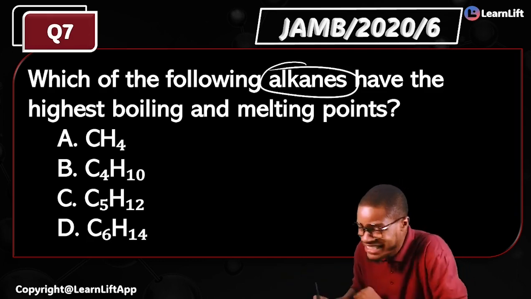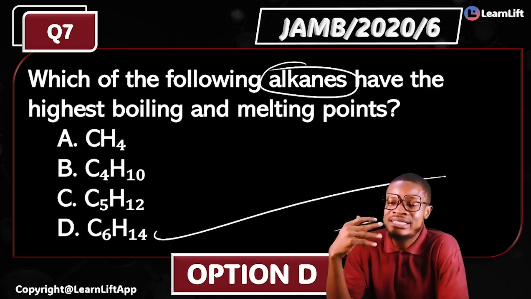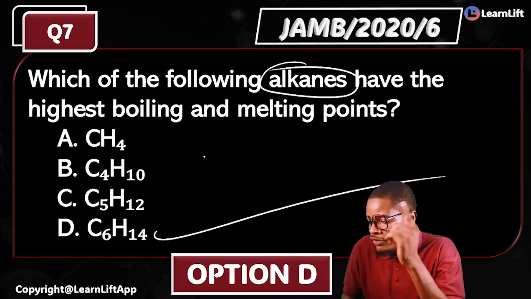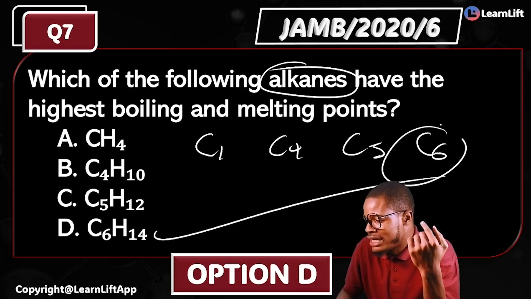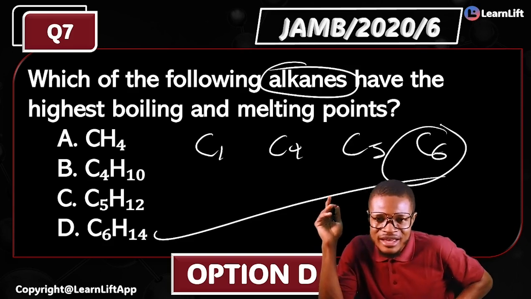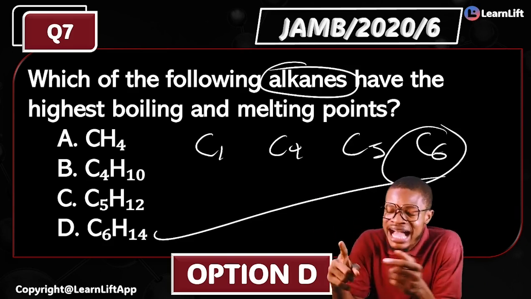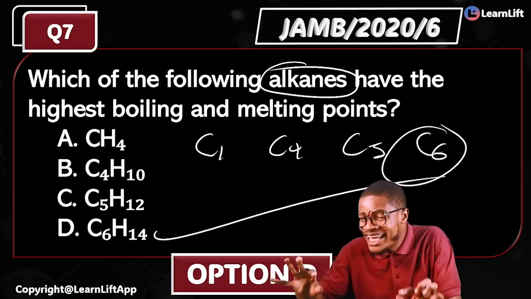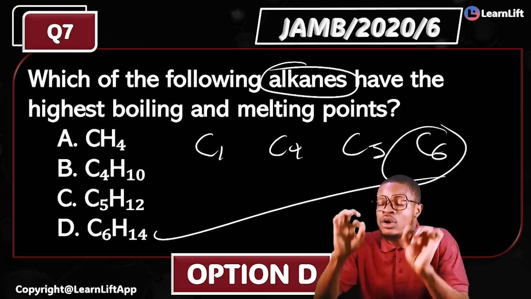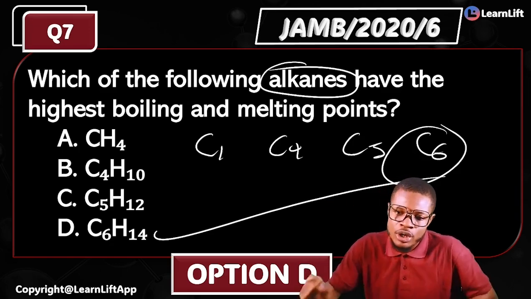Of course, correct. The answer is option D. Why? Because D has the highest carbon. C1, C4, C5, C6. Which one is the highest? C6 is the answer, and you're out of there. The first thing I told you to note is this: as the number of carbon atoms increases in straight chain alkanes, on the condition that it is only straight chain, the boiling point also increases.